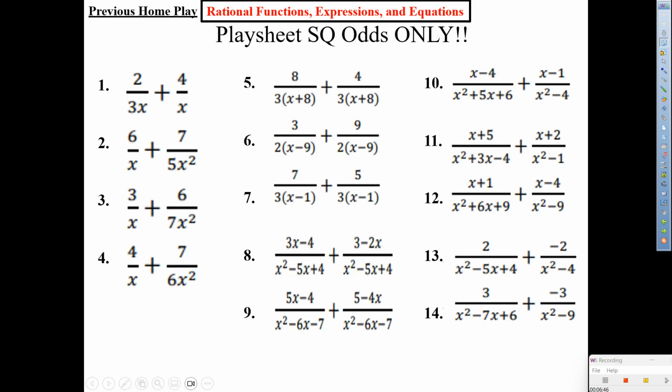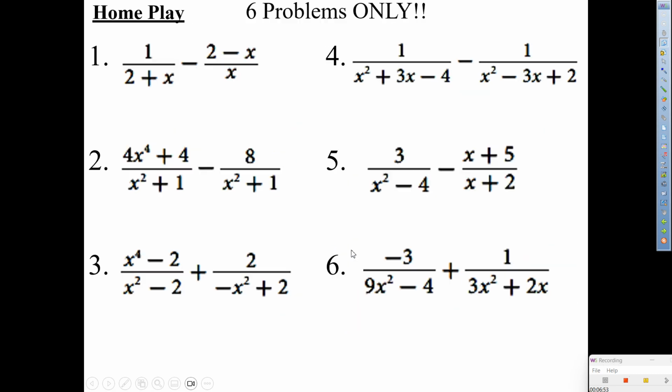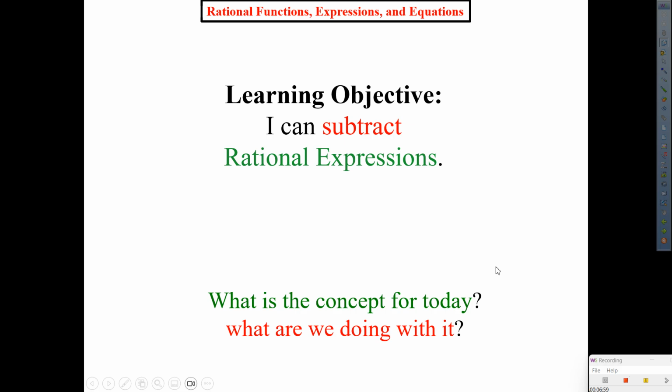Home plate for last night were odds. Tonight's looks like this. Woo! Let's go. Oh, yeah, we got this. All right, get a Cornell note ready, please. I can subtract rational expressions. And once again, turn in your home plate. I'll give you 1 minute to turn in your home plate on Canvas and get your Cornell note ready. You don't need a prayer model.